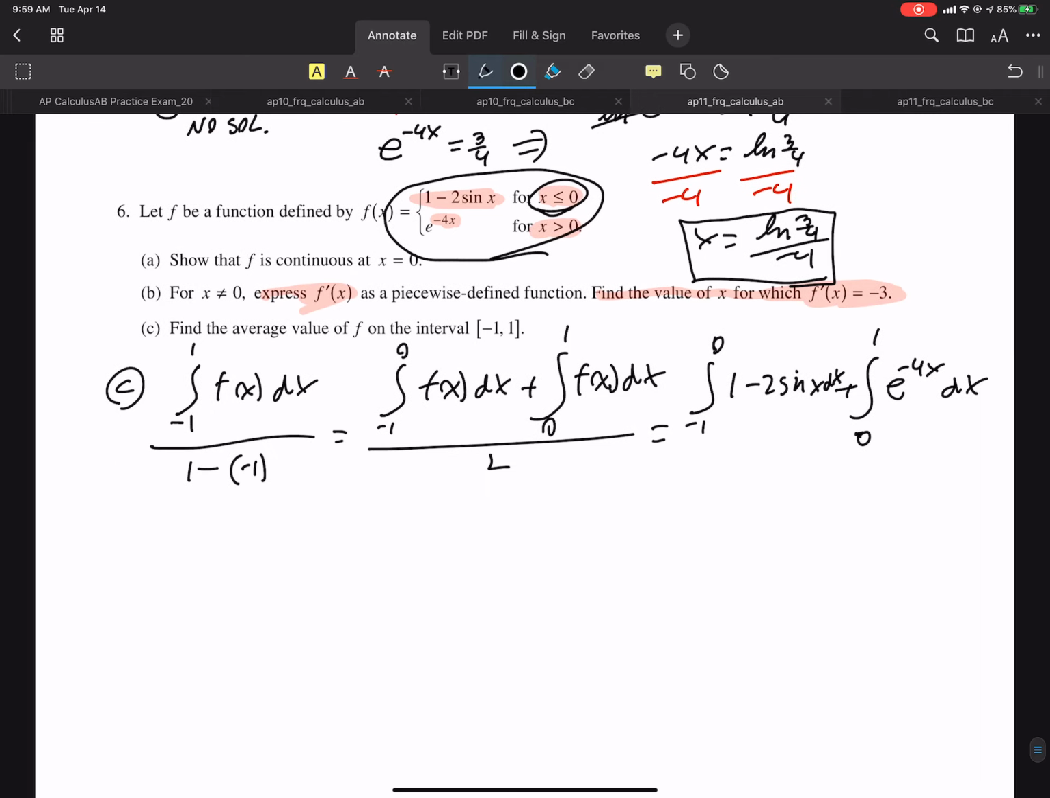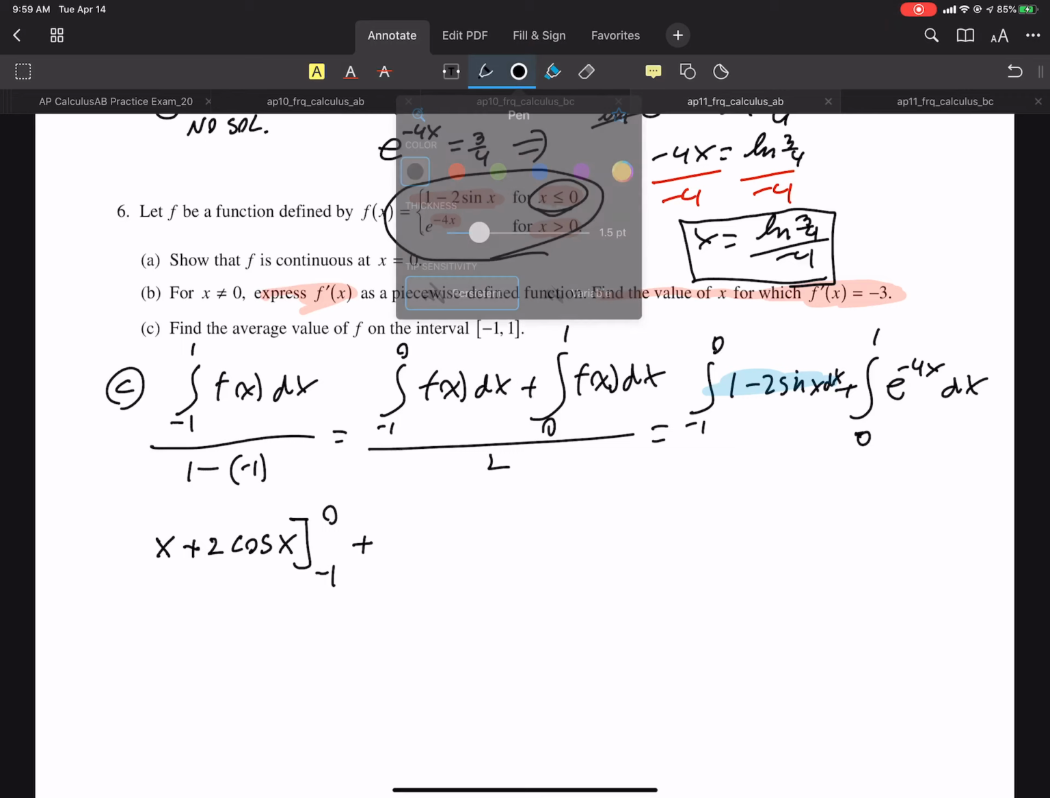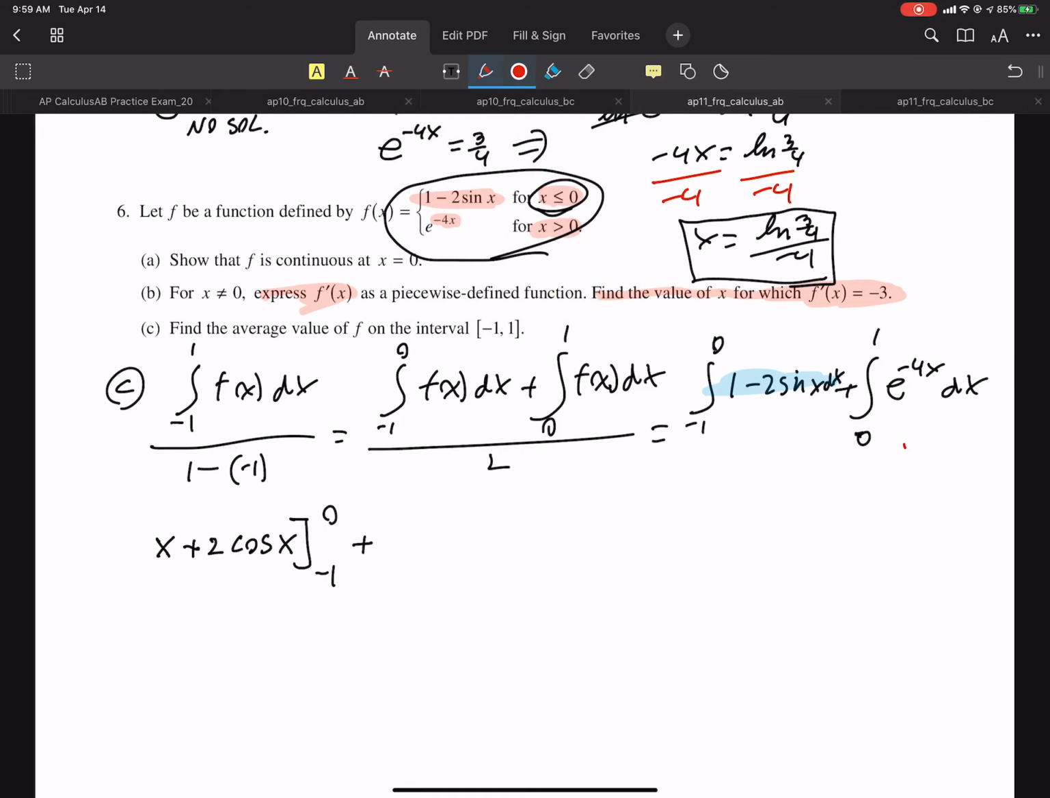All right, so the left half, which is this part, we have to find the antiderivative of that. That's pretty straightforward. That's going to be x and minus cos x, which is going to make that minus 2 when we take the derivative. So that all matches up. Then this part, here's where it gets a little weird. We need to do u sub. So du will be negative 4 dx.